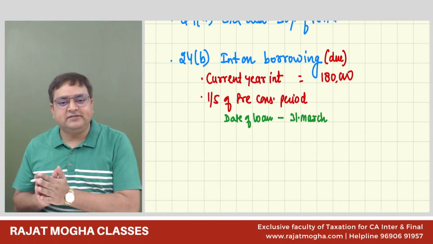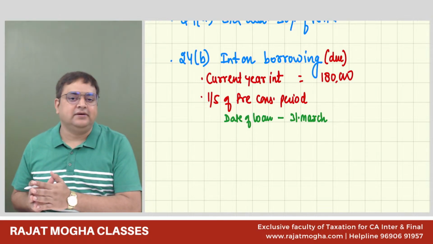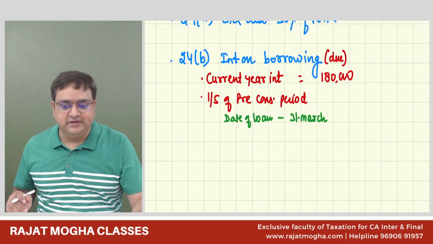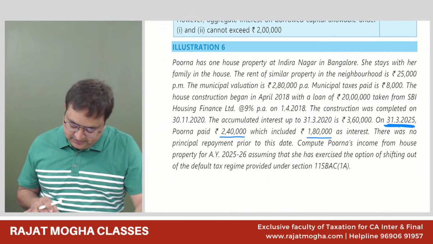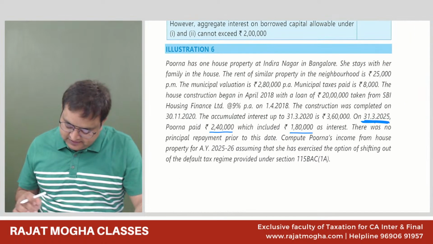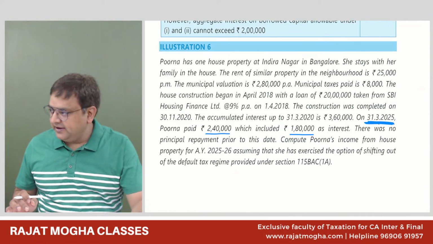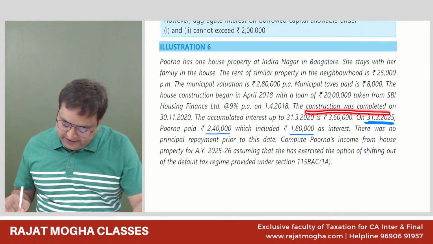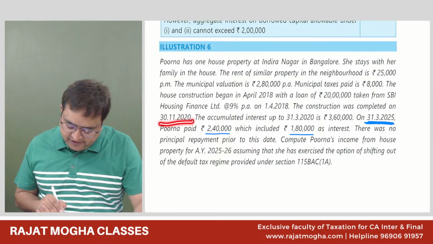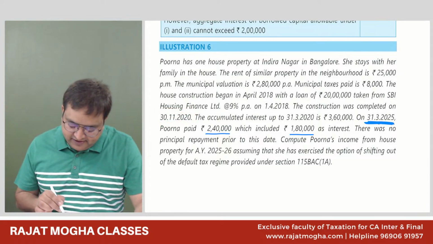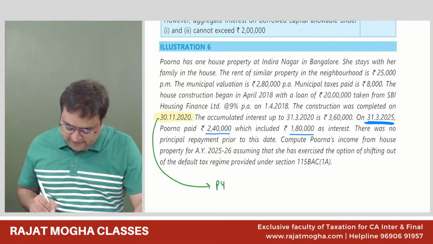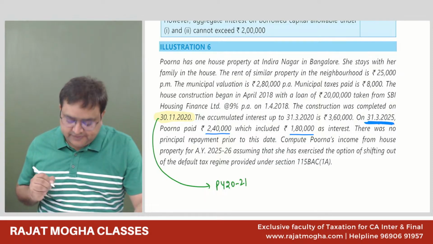Guys, it is the 31st March prior to the previous year in which the house was completed. So please tell me, the house was completed on which date? Look at this line. It says the construction was completed on 30th 11/2020. Just tell me the previous year in which this construction was completed. Previous year 2021. Very good. This is 2021.